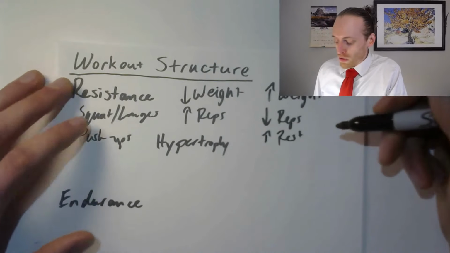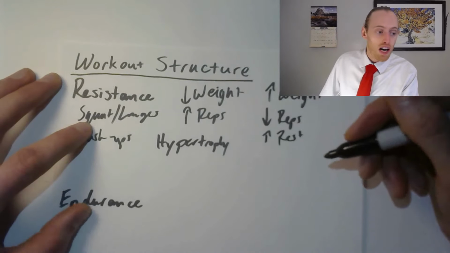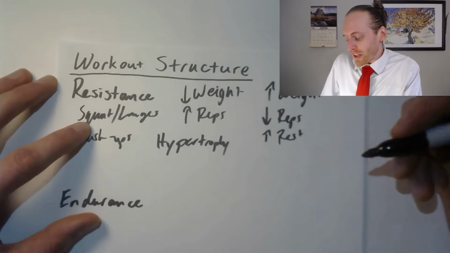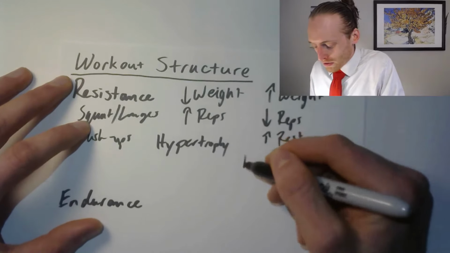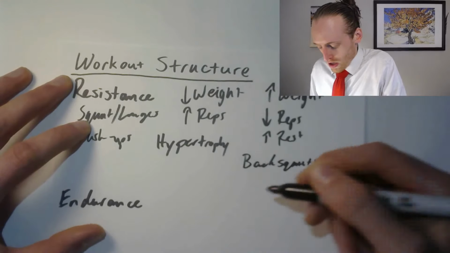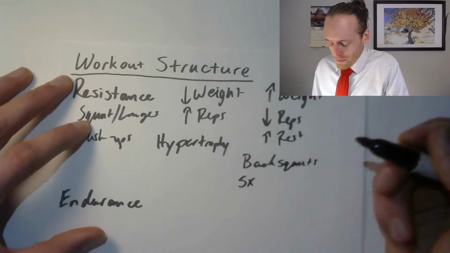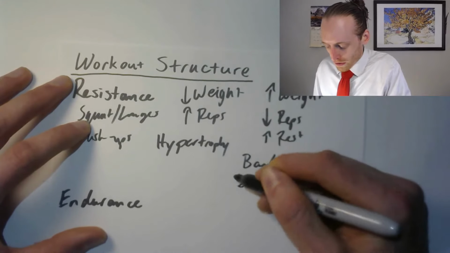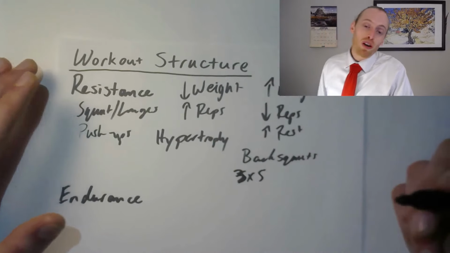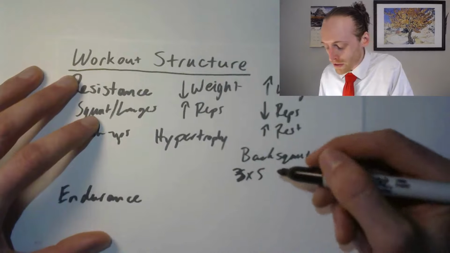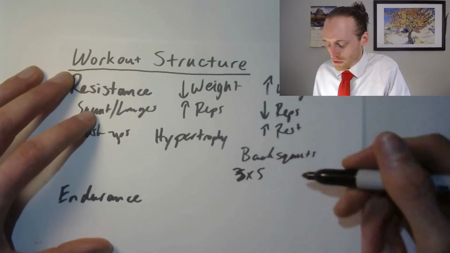So if you're really lifting heavy, let's say you're doing back squats, maybe 5. Let's create a workout here. So you're doing back squats, 3 by 5. So 3 sets of 5 reps. One, make sure you have a spotter, because that's going to be an intense exercise if you can only lift the weight 5 times. Back squats there.